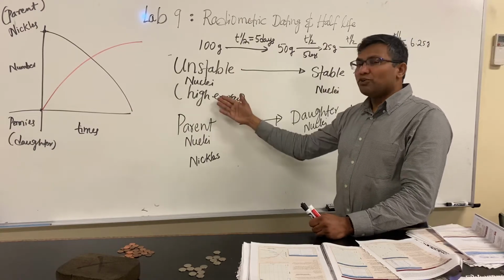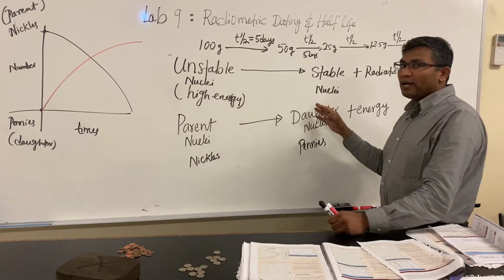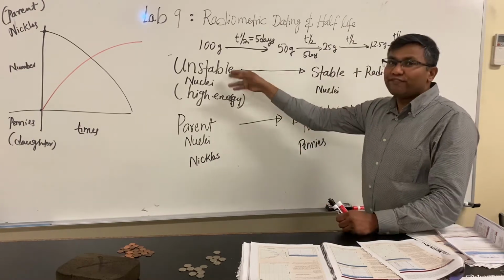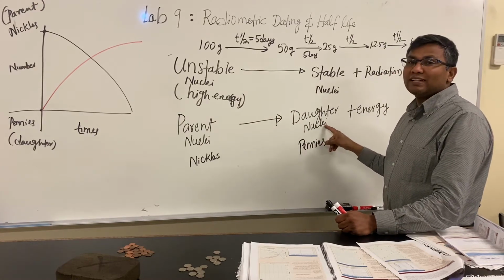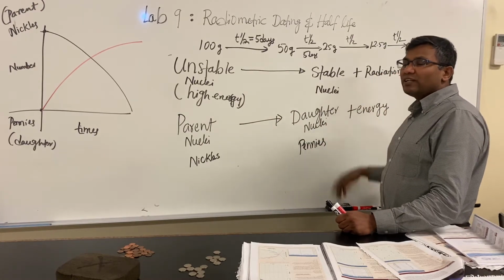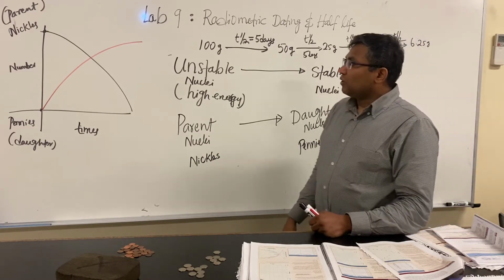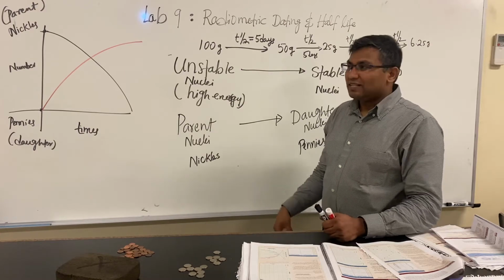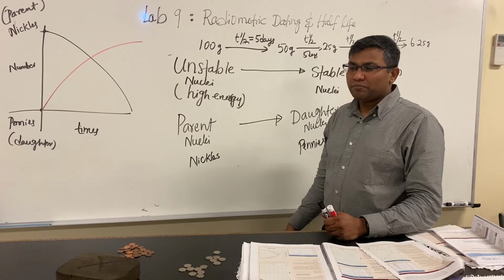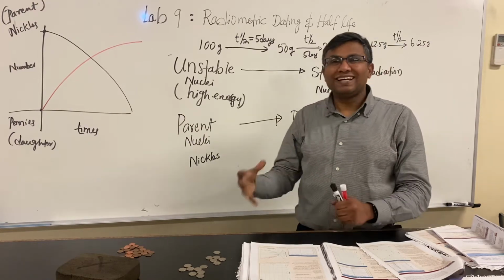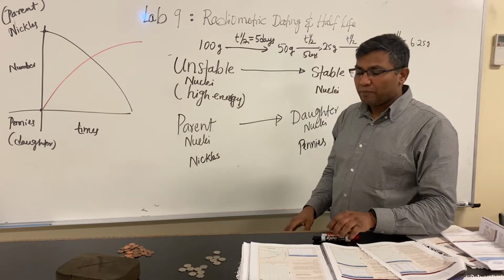So this unstable nuclei is denoted as parent nuclei, and the stable nuclei which is formed, which is entirely different from the parent nuclei, is called a daughter nuclei. And excess energy is given again in the form of radiation. So today we are going to illustrate the same disintegration or radioactivity process by using nickels and pennies. I'm going to start.